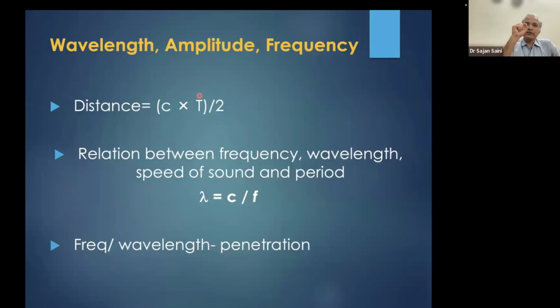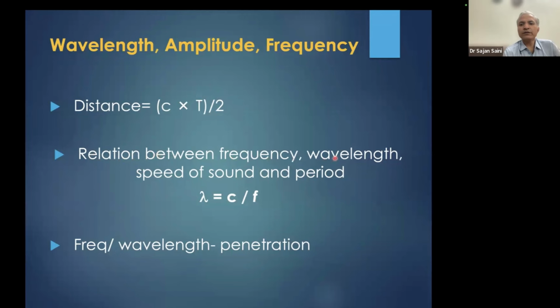So as soon as the machine emits the signal, it goes, hits the target, and comes back. The machine knows the exact time in this to and fro motion, and then the machine uses this formula to understand how deep the structure is from the transducer.